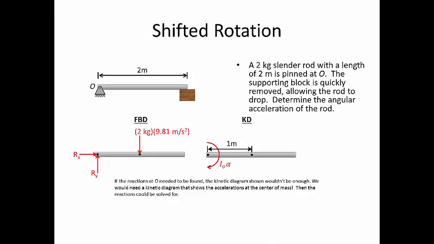If the reactions at O needed to be found, the kinetic diagram that's shown wouldn't be enough to solve the problem. We would need a kinetic diagram that shows the accelerations at the center of mass. Then the reactions could be solved for. In this case, our kinetic diagram would look something like this, with our mass moment of inertia about the center of gravity times our angular acceleration, plus our mass times acceleration in the tangential direction and our mass times acceleration in the normal direction. Note that all of these are labeled at the center of gravity, or the center of mass. This means that our object is both rotating and translating with respect to the center of mass.